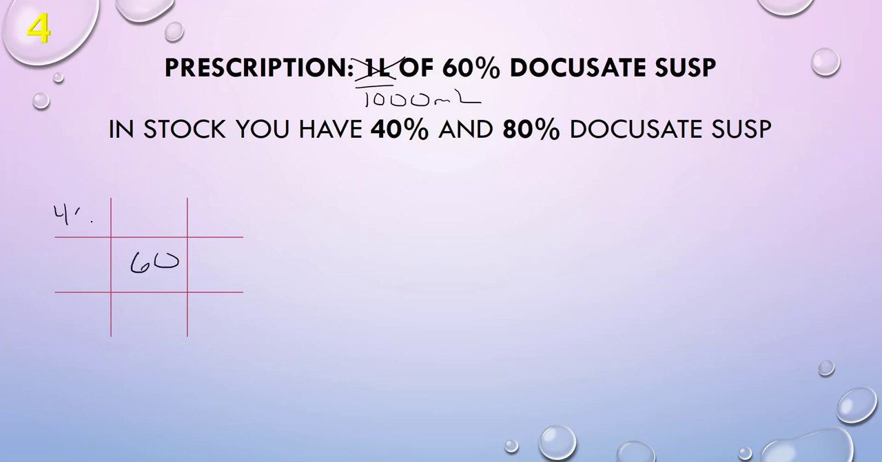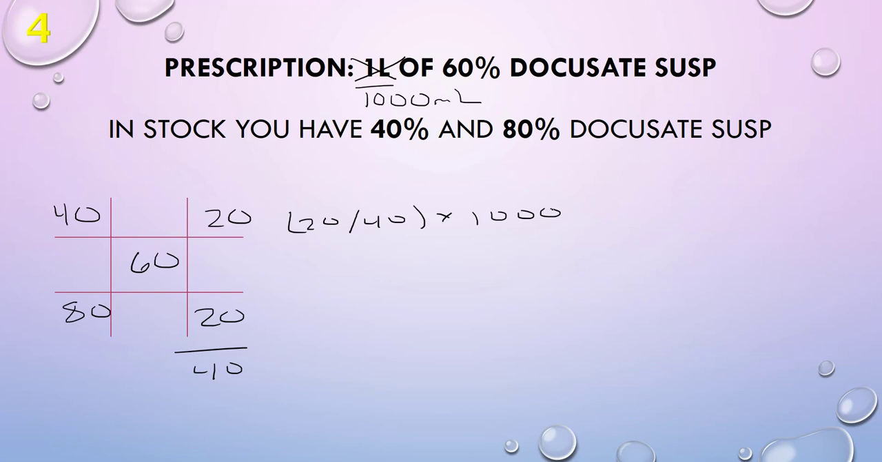Now, this is an interesting scenario, and I'll explain why. When you cross subtract, you end up with 20 down here and 20 up here. And remember, this is the amount of parts. We have 20 parts, 40%, and 20 parts, 80%. If we were to carry it out, you'll see 20 out of 40 times the total quantity, which is 1,000. And then over here we have 20 out of 40 times the total quantity of 1,000 again, right? So we're going to end up with the same number. We're going to end up with 500 milliliters of each.